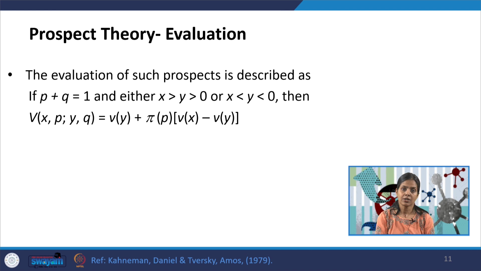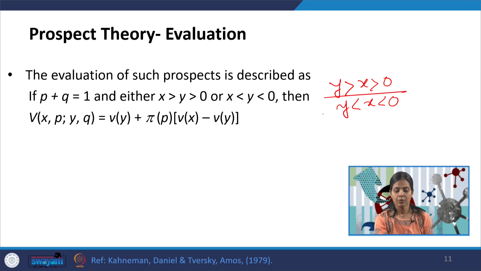The evaluation of such prospects is described as follows: if p plus q equals 1 and either x greater than y greater than 0 or x less than y less than 0, we can also write it as y greater than x greater than 0 and y less than x less than 0. Ideally, all we want to imply is that since these are either strictly positive or strictly negative prospects, either both of them are going to be positive or both of them are going to be negative.